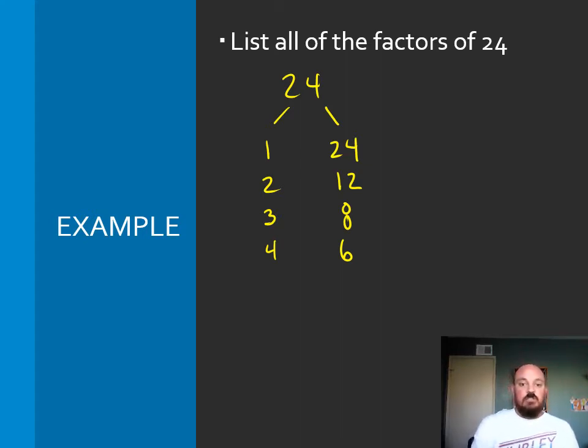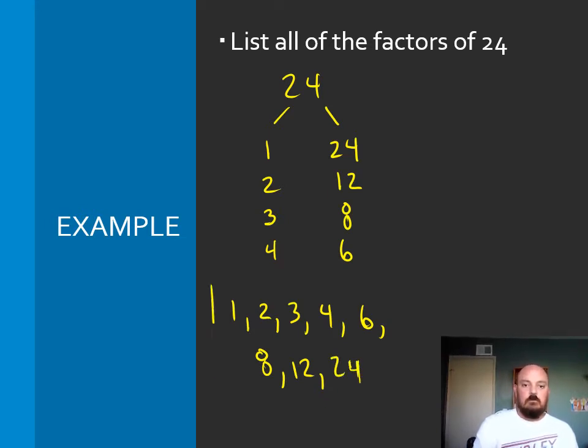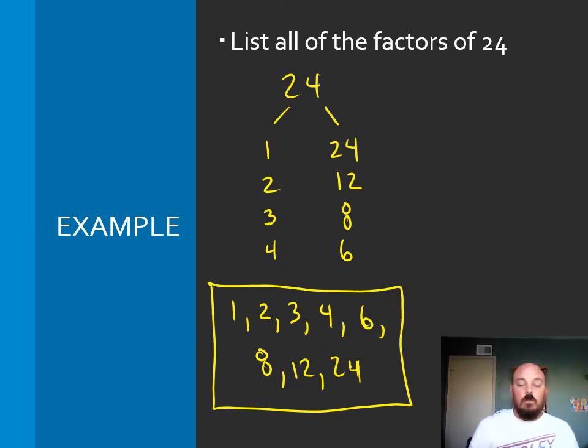So the answer to the question, just list them. I like to go in order. So the answer to the question is 1, 2, 3, 4, 6, 8, 12, and 24. Those are all of the numbers that divide evenly into 24, meaning if I do 24 divided by any of those numbers on the list, the answer will be a whole number. If I do 24 divided by any number not on that list, it won't give you a whole number. I'll get like a decimal or a fraction. And that's what we mean when we're looking for factors of a number.